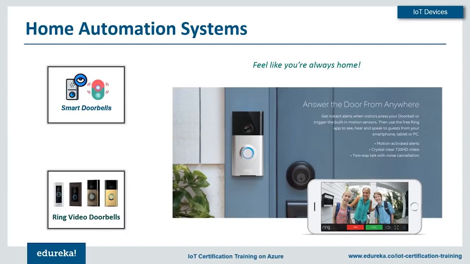Now, before I tell you what else IoT devices can do for you, virtual or home assistants like the Amazon Alexa, the Google Assistant, Siri, and Jibo are also a trending application of the Internet of Things and have made it big in the home automation systems of today.